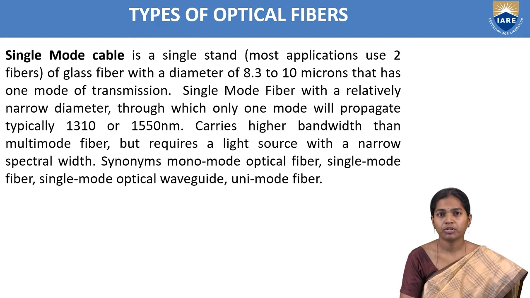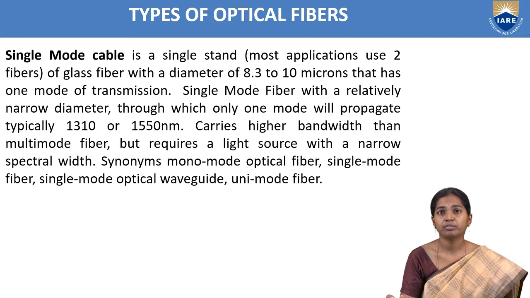In optical fiber, depending on the modes of operation, we can divide it into two types: single mode fiber and multimode fiber. In single mode fiber, the diameter of the core is very small, 8.3 to 10 microns, which gives a single mode of transmission. It propagates typically at 1310 or 1550 nanometers. It carries higher bandwidth than multimode fibers, but requires a light source with a narrow spectral width.